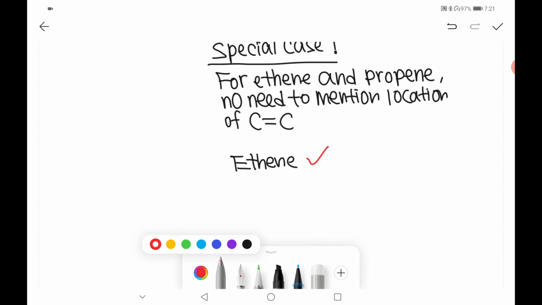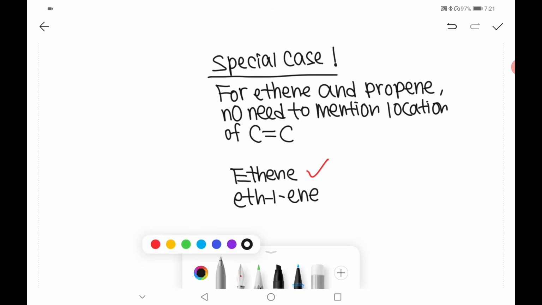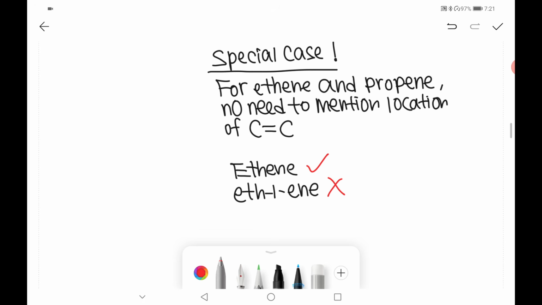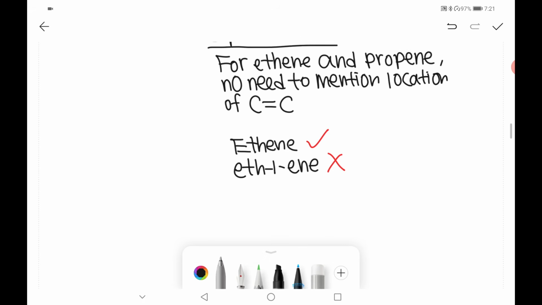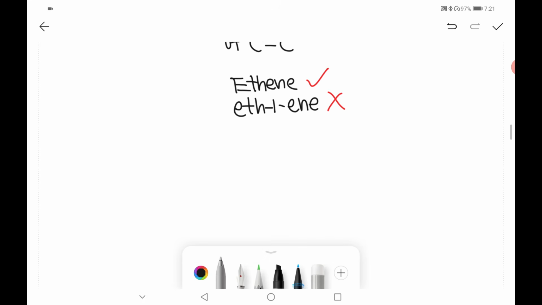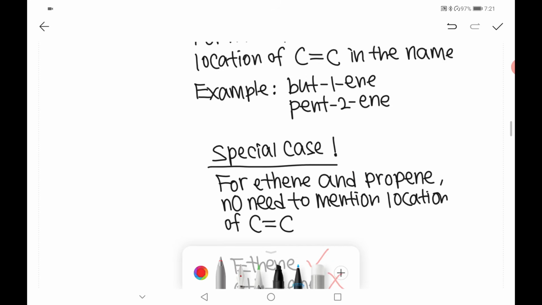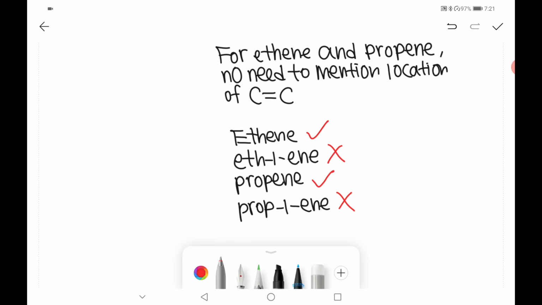You don't need to call it eth-1-ene. I'll explain why in a short while. You don't need to show the number here for ethene. Same thing for prop, P-R-O-P, you just call it propene. Don't need to mention the number. You don't need to mention it is prop-1-ene. No need to mention.